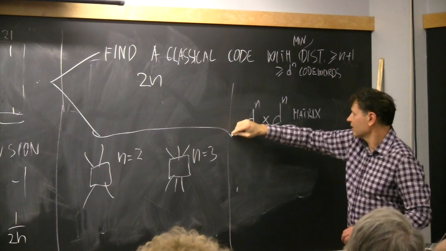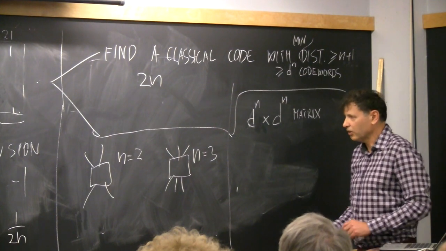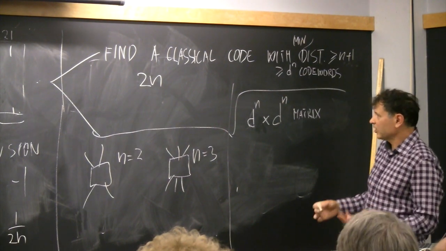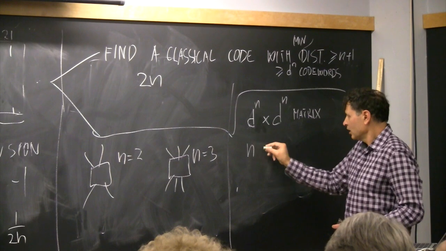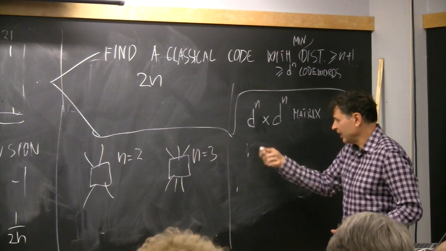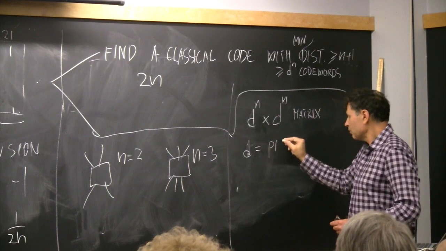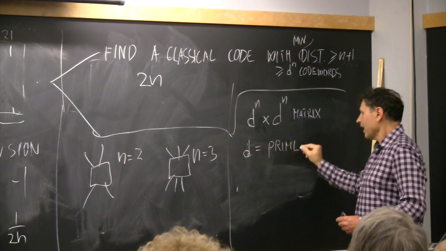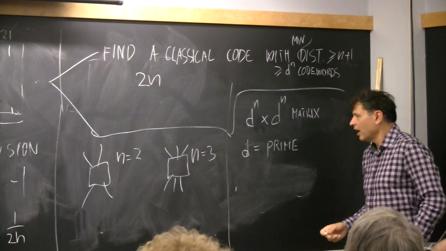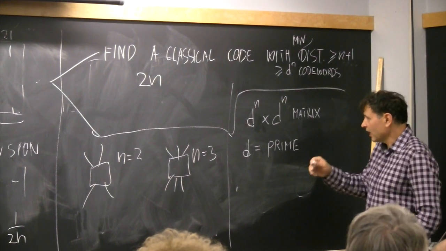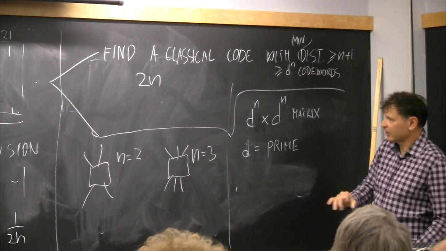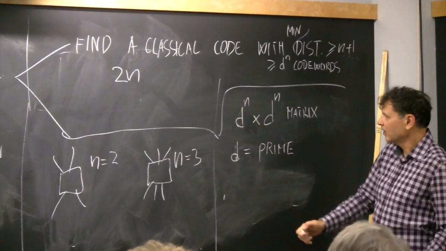So here in the second construction I also need d to the n code words. But now let d be a prime. So let's assume d is a prime, and let's look for a code which is a linear code, so it's a subspace over d.